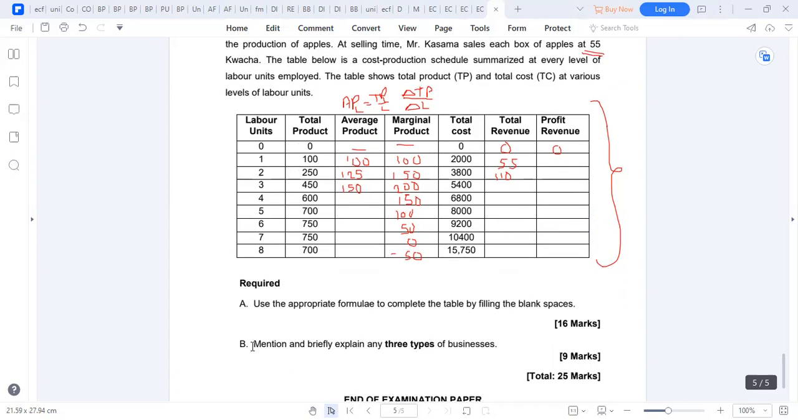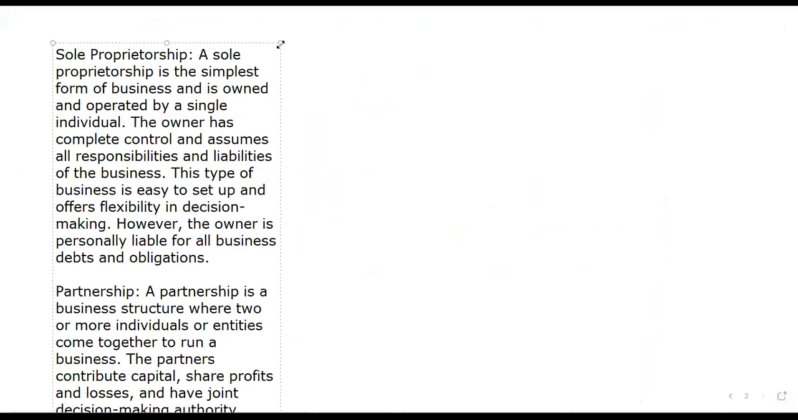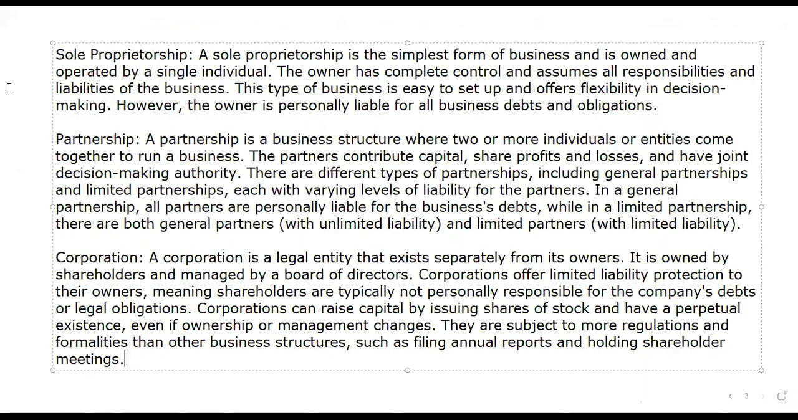All right. Then part B, briefly explain any 3 types of businesses. I think we mentioned this in the first class. What businesses do we know? So there are several types of businesses. We have sole proprietorship. This is a type of business which is a one-man show where the owner has complete control of all the responsibilities and liabilities. Easy to set up and flexible decision-making where the owner has unlimited liability.